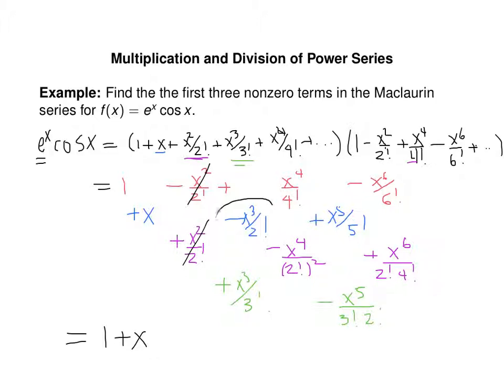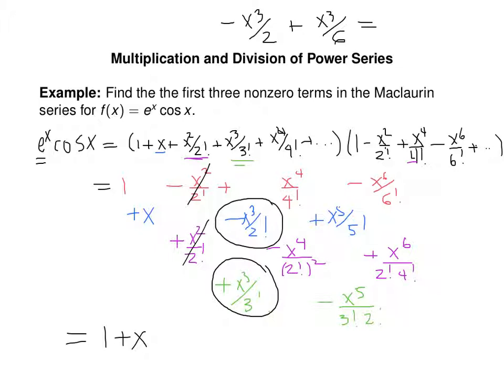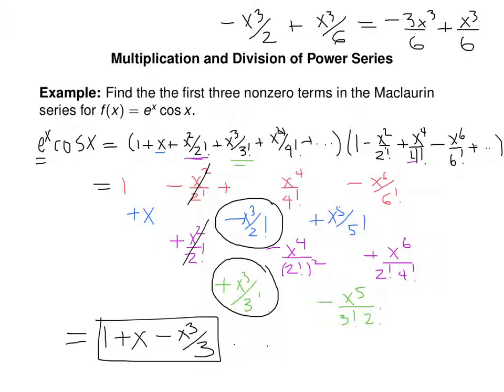So I'm going to add together this negative x to the 3rd over 2 factorial and that x to the 3rd over 3 factorial. So that's negative x cubed over 2 plus x cubed over 6, which is the same thing as negative 3x cubed over 6 plus x cubed over 6, which is negative 2x cubed over 6 or negative x cubed over 3. There's the first 3 non-zero terms.